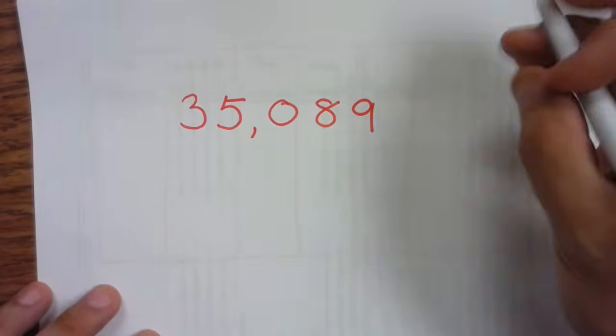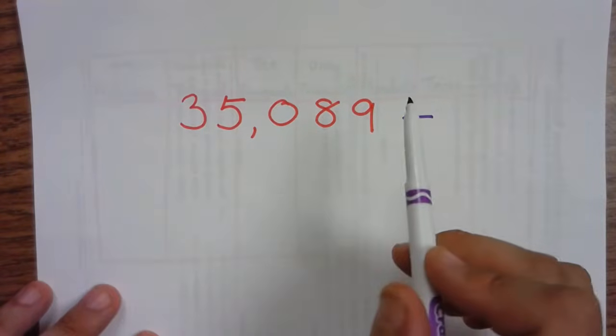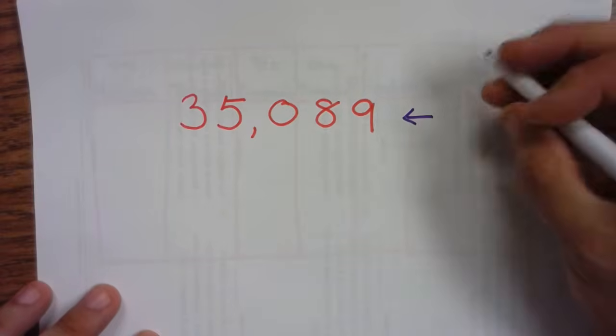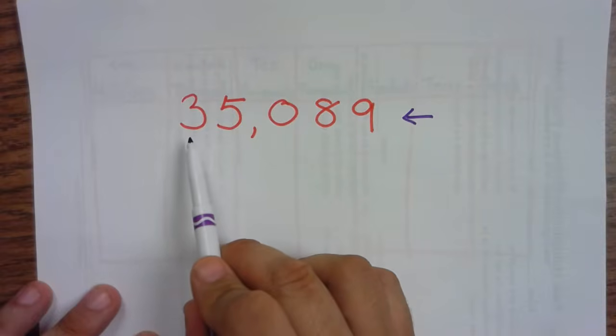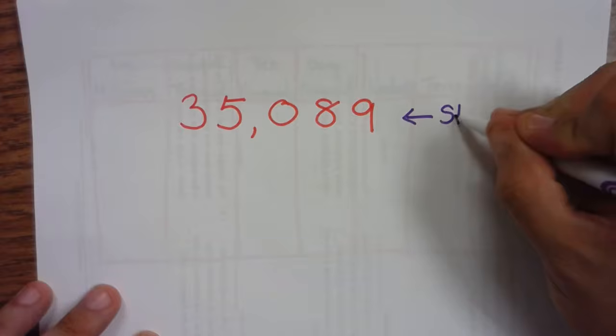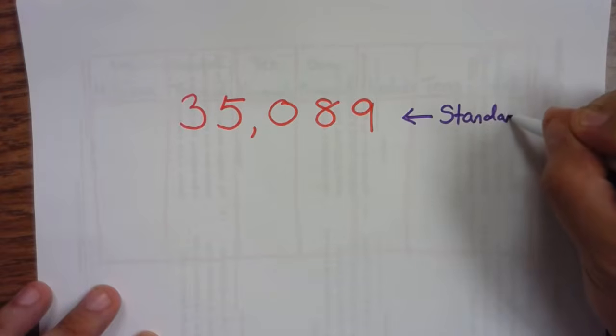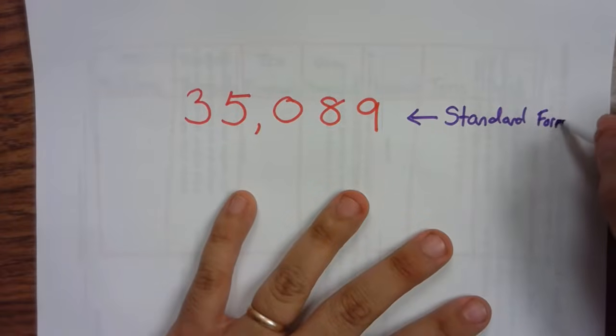And in this case, this standard form is telling me that I have a number that's going to be in the 10,000s place. I'm intentionally not reading it to you. Don't think I'm crazy here. I have a number that goes all the way in the 10,000s place using the digits 35089. This is standard form.